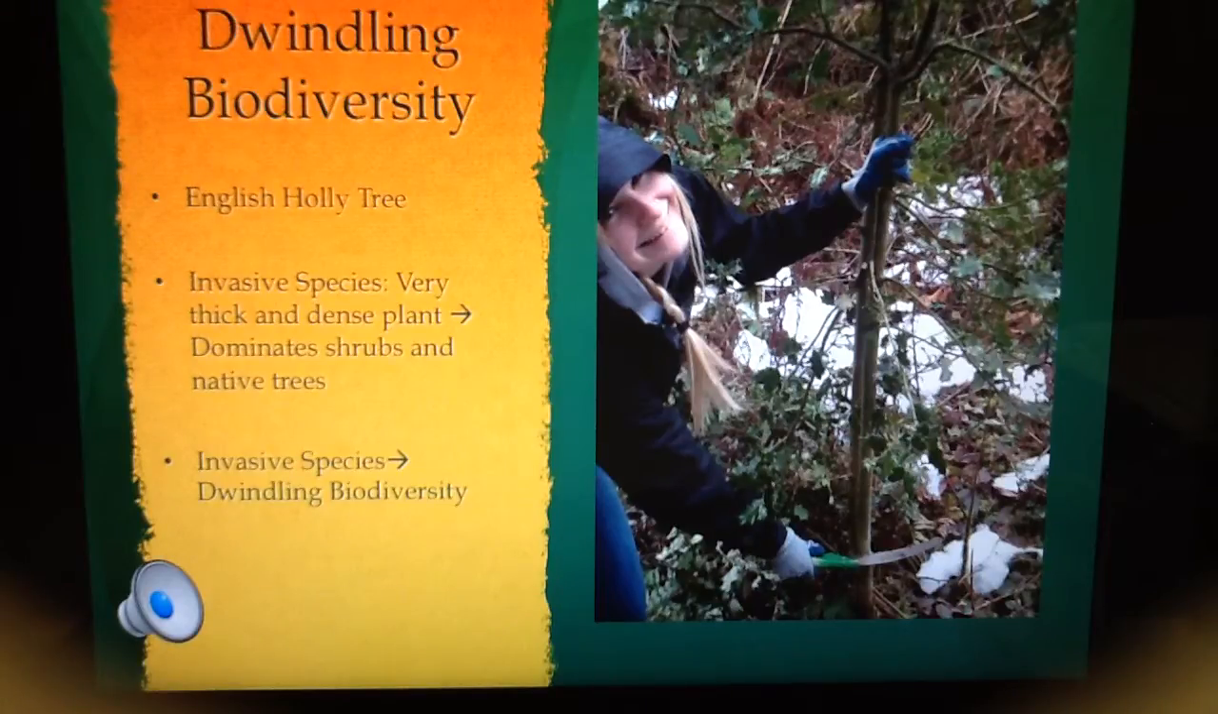English holly is considered an invasive species because it is so thick and dense that it dominates tall shrub layers and suppresses the growth of the native trees. This was very visible when we were cutting it down, as we found strands of branches of holly that had spread from the tree and were growing on top of other plants. We could see the density and thickness of the holly leaves suppressing the growth of the plants they were growing on top of. Because the holly trees are invasive and dominate the growth of other plants, it causes biodiversity to dwindle because the plants that are native to that ecosystem are dying off, therefore reducing the variety of life in the Hannah Creek area.